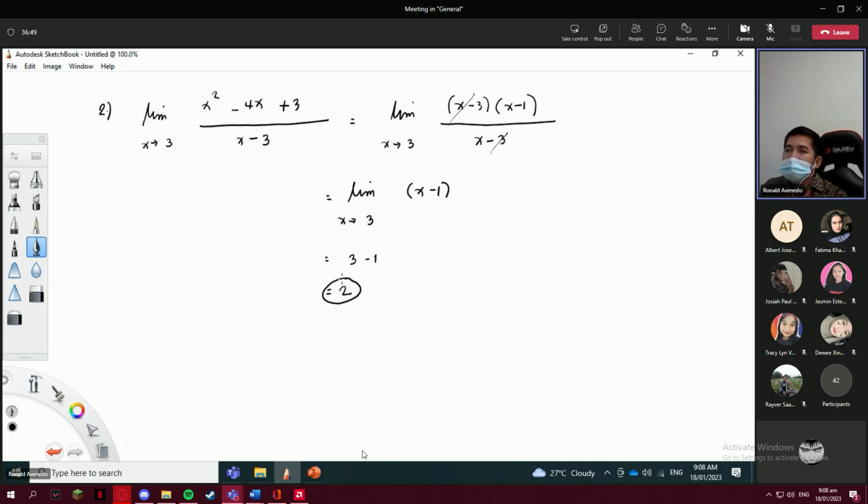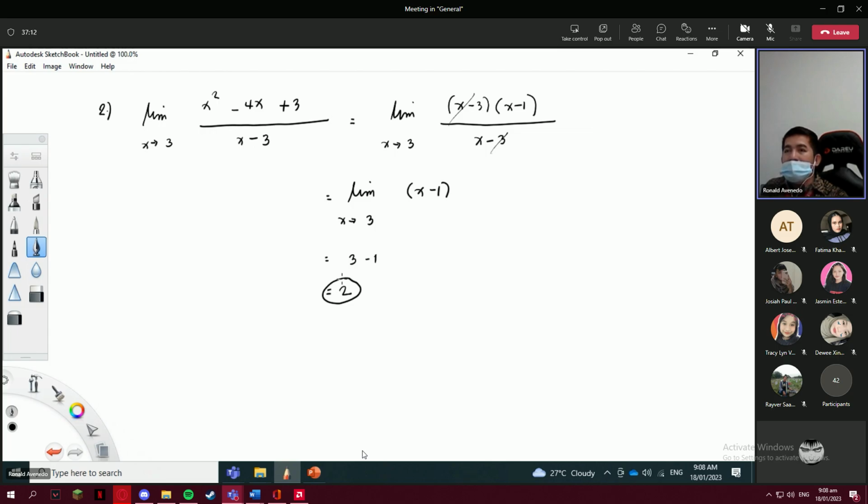So from initial solution, when we substitute x by 3, it gave us undefined. But we have to find ways. If it is 0/0, then we have to find ways in order for us to find the limit. And we can do that by factoring. And so we have now the value of the limit is equal to 2.